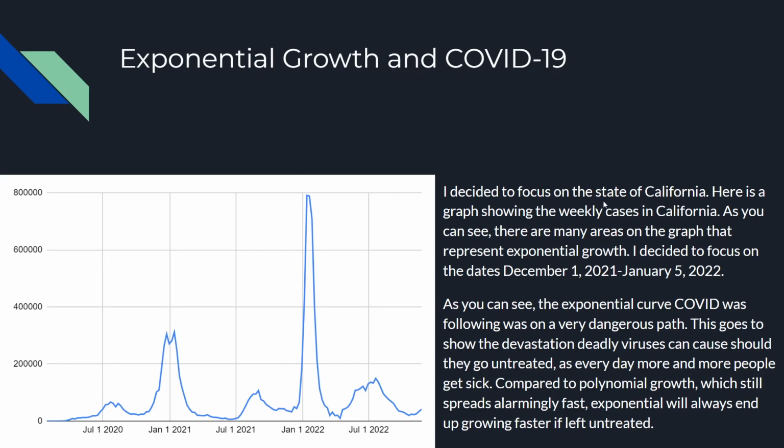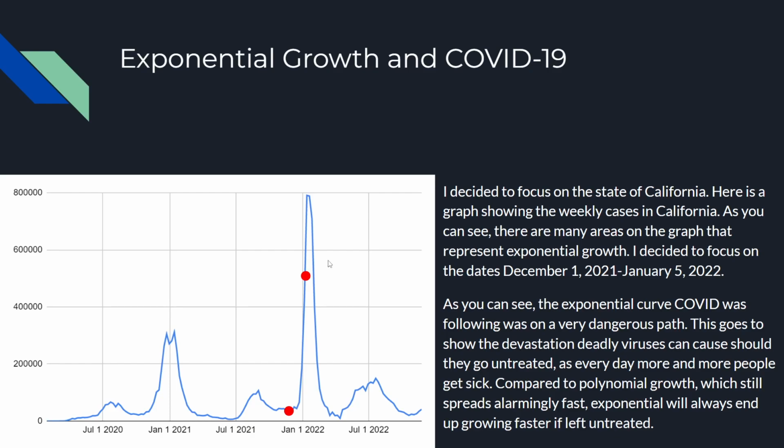So, I decided to focus on the state of California. Here is a graph showing the weekly cases of California starting from early 2020 to late 2022. And there are a couple spikes that you could say are represented by an exponential function, but I decided to go with the obvious one seen right here. So the dates I decided to do are December 1st, which is right about here, and December 5th, which is right about here.